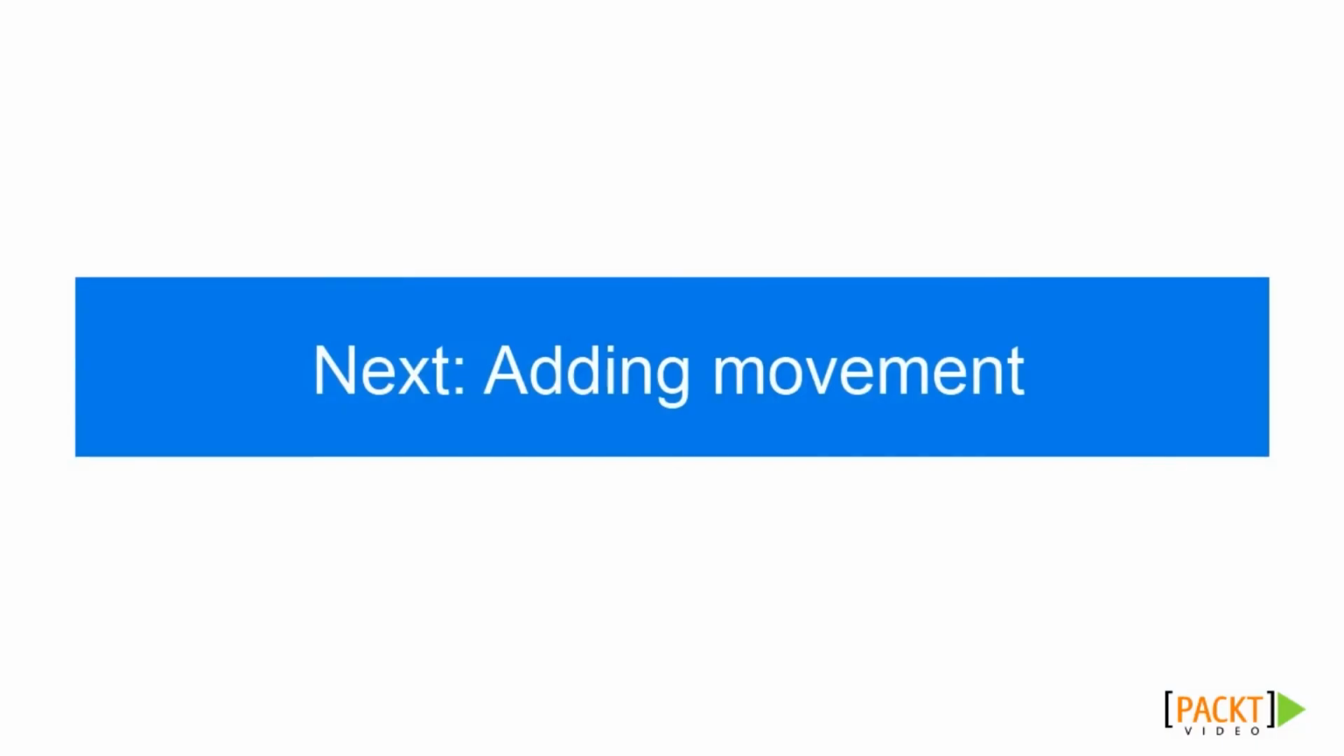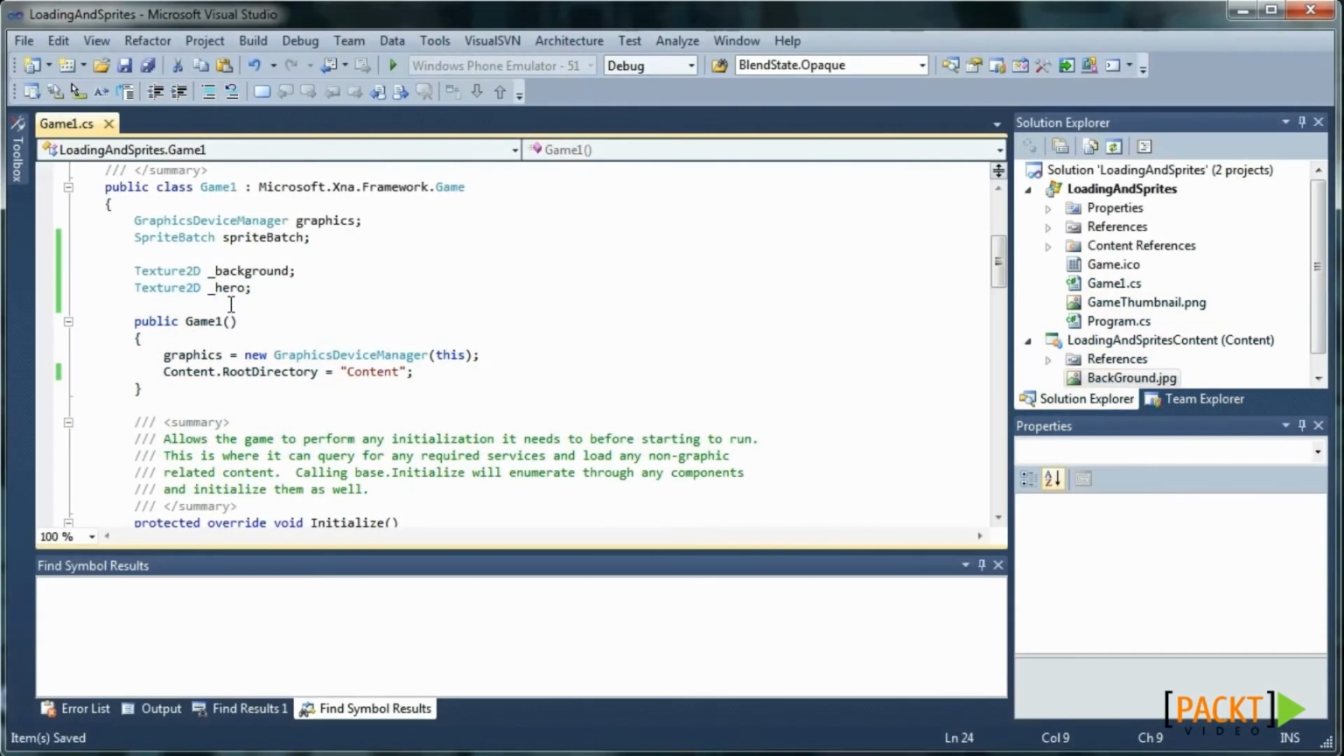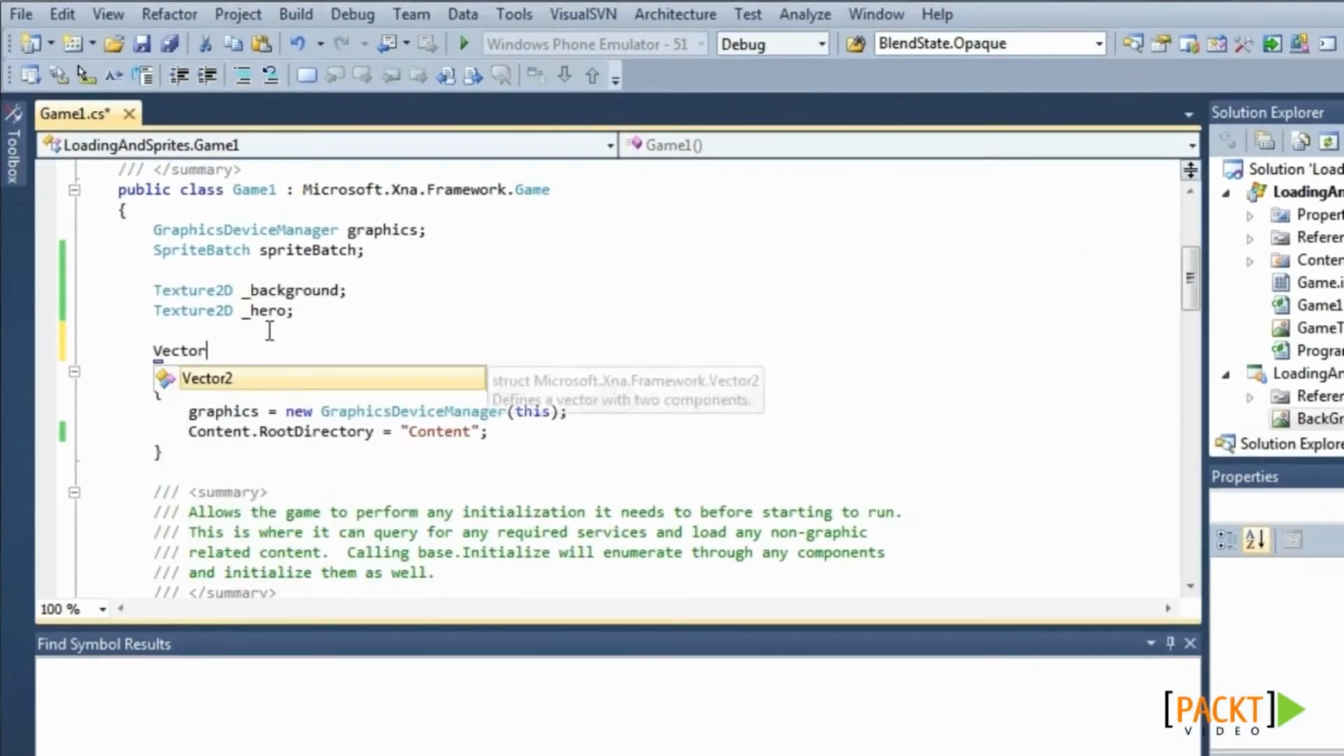In the next video, we're going to move our hero. So in the previous video, we've drawn 2D graphics. In this video, we're going to add some movement to the hero. The hero is going to walk right, and when he reaches the edge of the screen, he's going to turn back. We need to start by adding some fields.